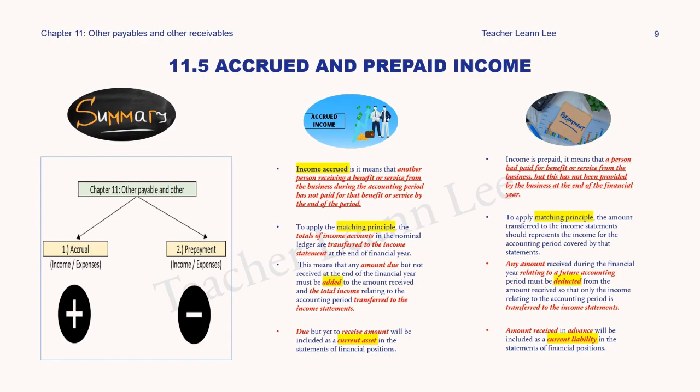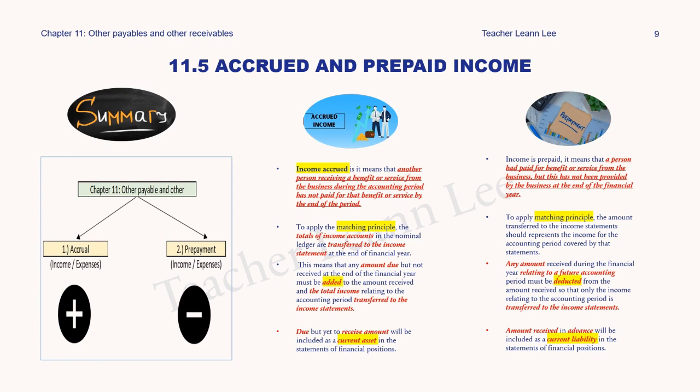Okay, now we go to the accrual and prepayment in income. As usual, I use back the summary here. No matter whether it's income or expenses, when there is an accrual situation, I need to add back when I prepare my ledger. Prepayment as well, I use back the previous summary. No matter whether it's income or expenses, when there is a situation of prepayment, I need to minus out the prepaid amount.